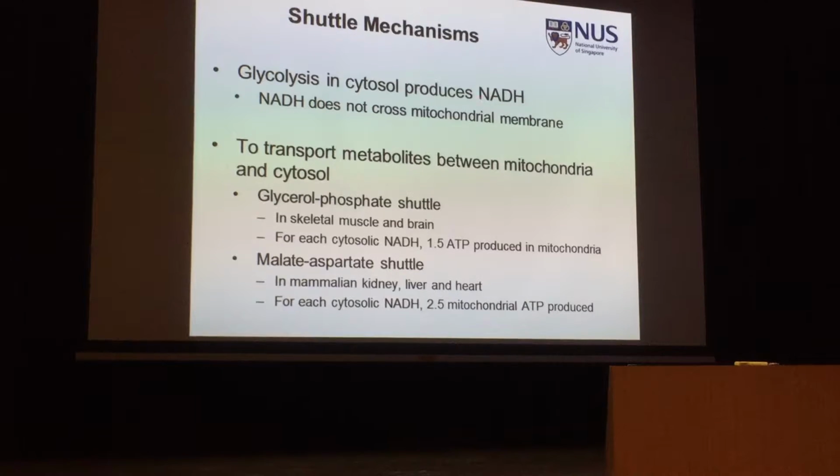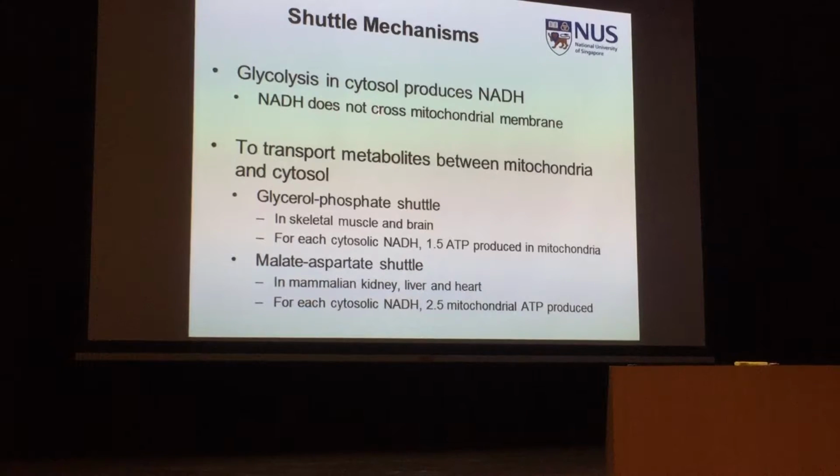Eventually, it's better if this NADH produced from glycolysis can enter the mitochondria to work. But the problem is, again, the mitochondrial membrane does not allow many things to go through, so the NADH doesn't cross. Right? So in order to transport this NADH or the electrons into the mitochondria, we have what we call a shuttle system. Okay? And this shuttle system transports metabolites between mitochondria and cytosol.